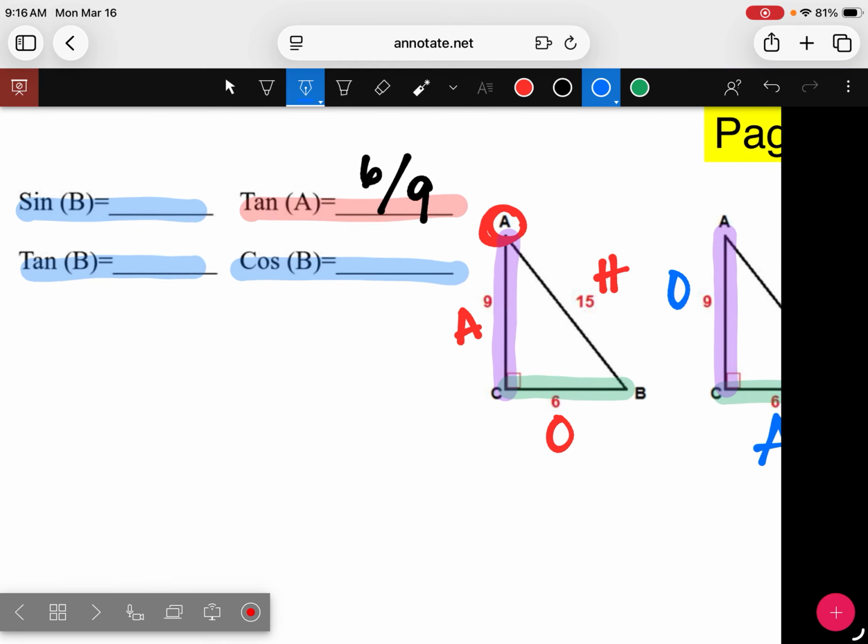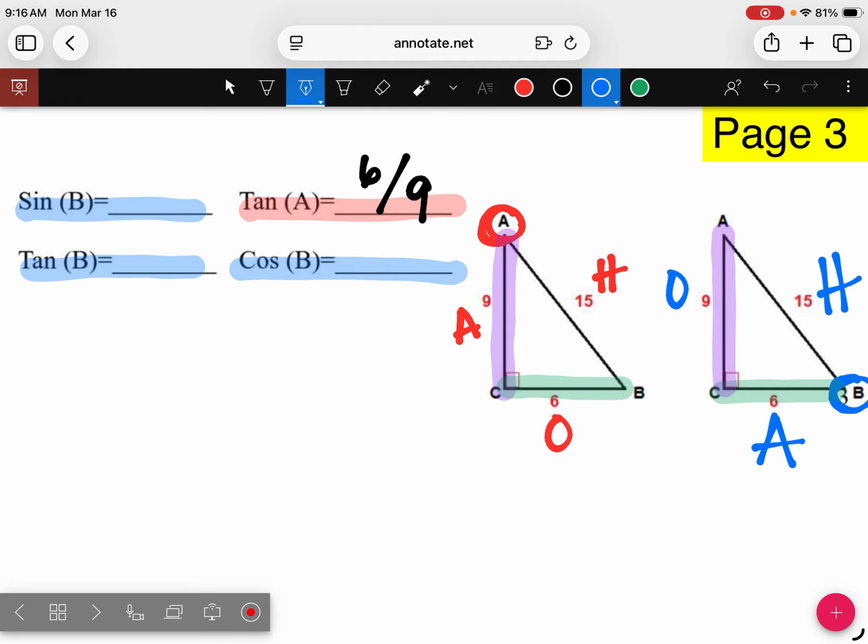So sine of B would be O over H. So what two numbers am I using? O is what? 9. H is still going to be 15 no matter what. Tangent, O over A. So now O is 9 and A is 6. Cosine, A over H. That would be 6 over 15.